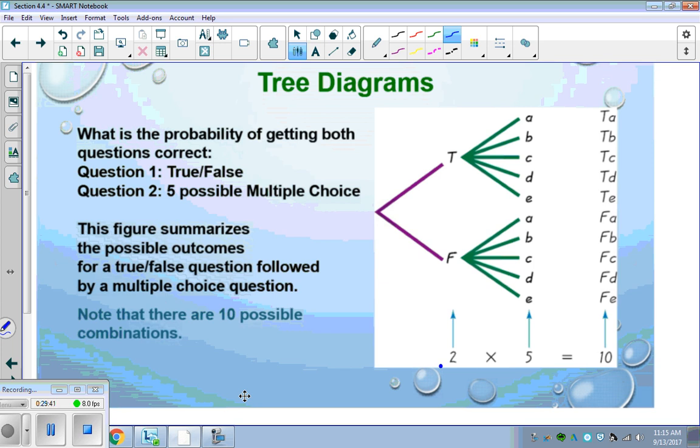So the first question I had 2 choices. The second question I had 5 choices. So my total possible sample space, total possible number of outcomes, is 2 times 5 for a total of 10. And it will actually help me list every possibility. TA, TB, TC, TD, TE, etc., all the way down. Okay?